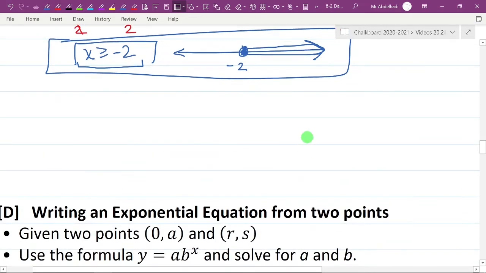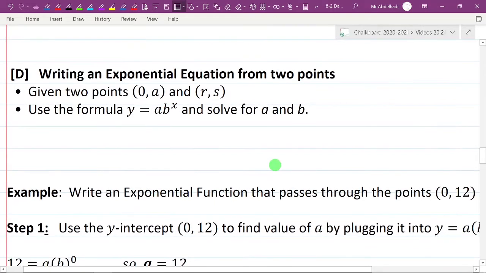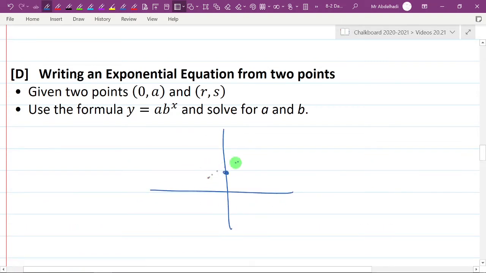All right, this next section is about writing an exponential function given 2 points. So yeah, the idea is this. We're going to give you 2 points. Let's say this one and this one.